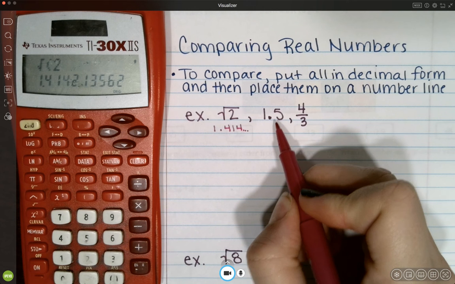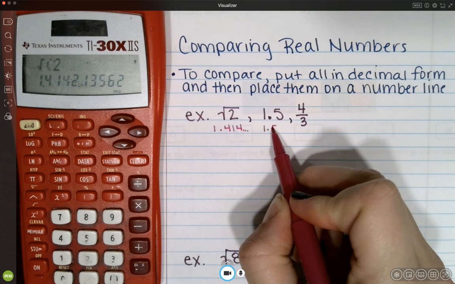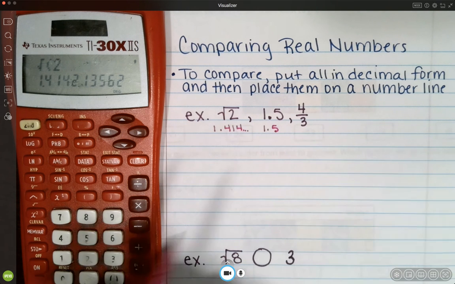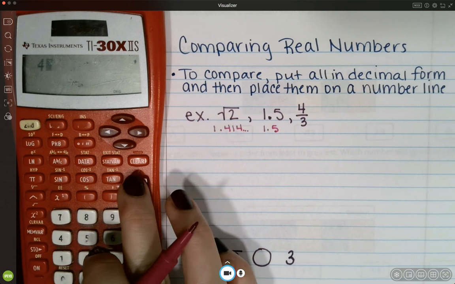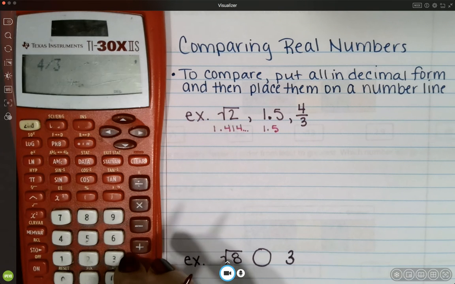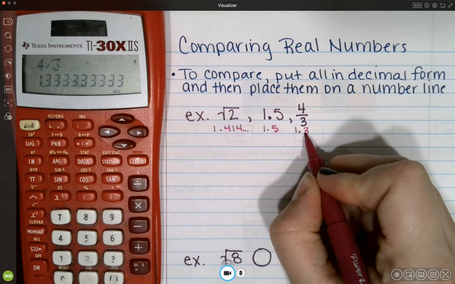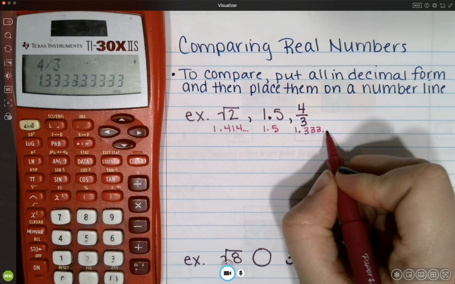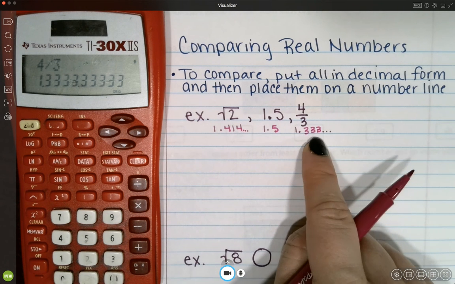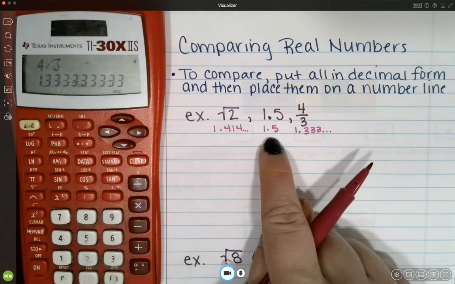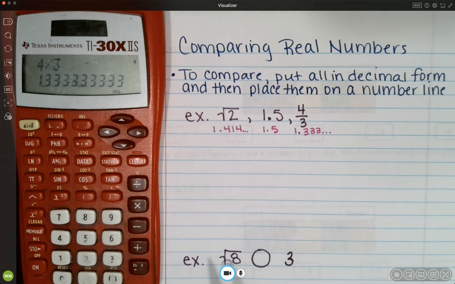Well, this is already in decimal form, so we're going to have 1.5. And if we don't know what 4/3 is, we type in 4 divided by 3 equals, and we write 1.333 repeated. Now, I'm not going to put the repeat bar because I want the ability to compare it to these other digits.